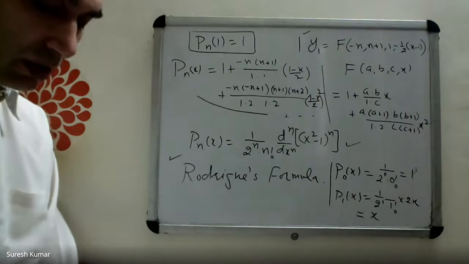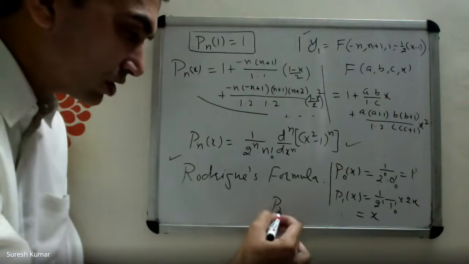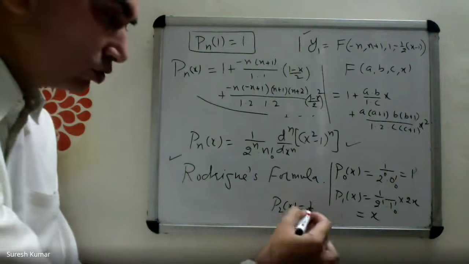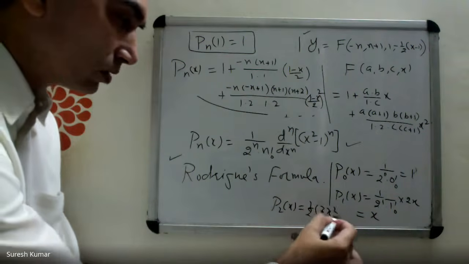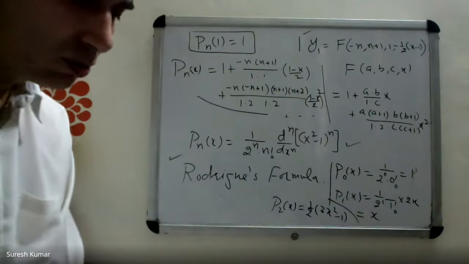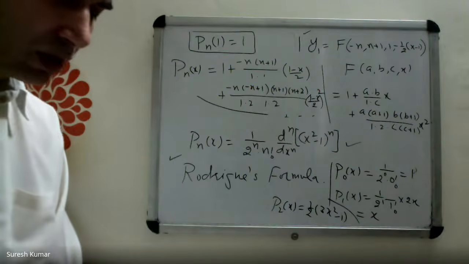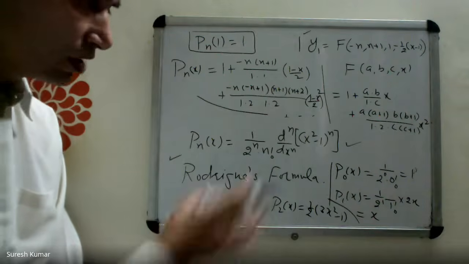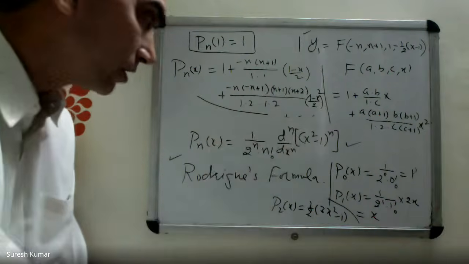Likewise, you can derive other Legendre polynomials. You can check yourself. P2(x) is 1 by 2, (3x square minus 1). Okay, so using this formula, you can derive Legendre polynomial of any degree or any order. Let's prove this formula in a different way.